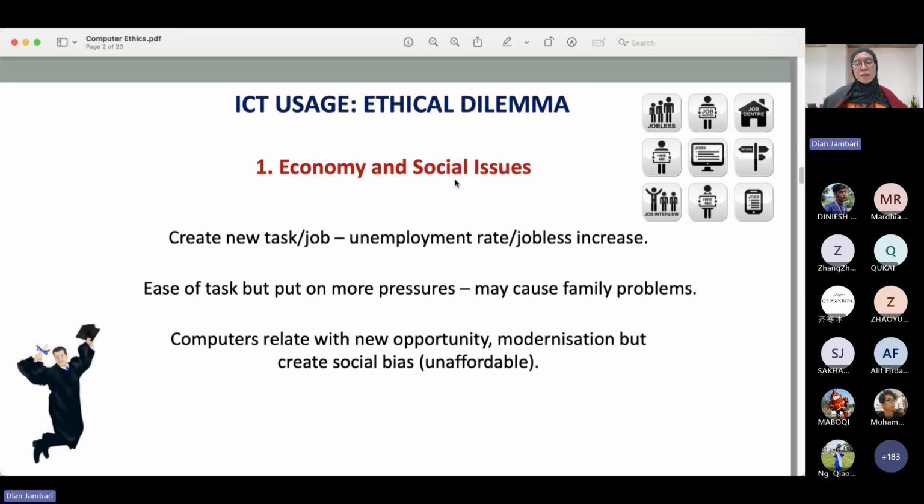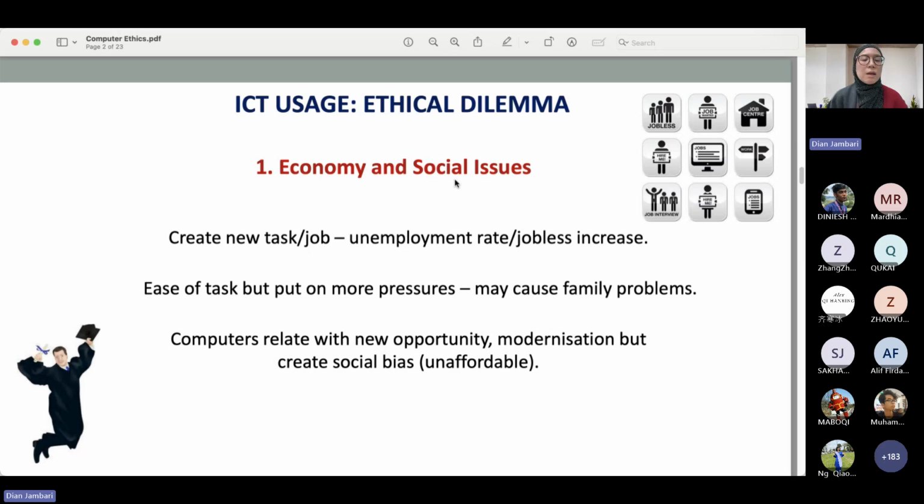Another example where an ethical dilemma can happen in ICT usage between economy and social issues is when we know that technology can help to perform tasks easily. Either it makes it more efficient, more accurate, much faster.